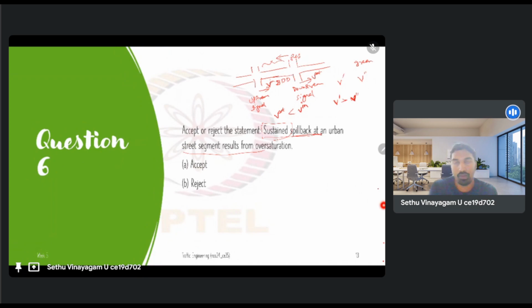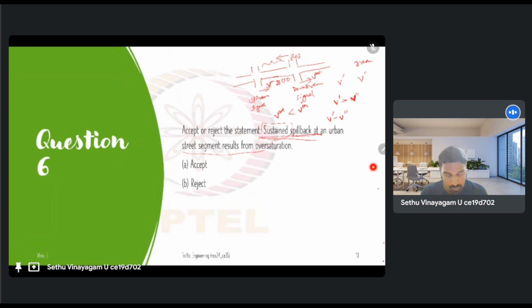So some portion of the queue will be cleared, but some portion, which is V prime minus V double prime, will still be remaining and the signal will turn red, so they will still be there in the queue, right? So which means some spillback is sustained for multiple cycle lengths. So that's what is the sustained spillback. If all the accumulated queue is not cleared in that same cycle, they'll have to wait for multiple cycles to pass through this intersection.